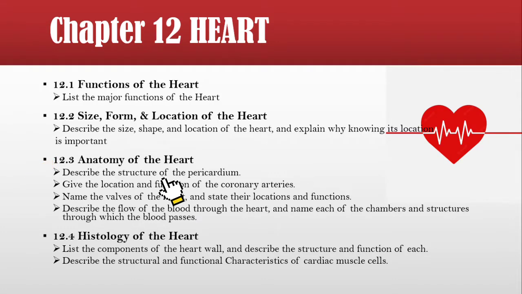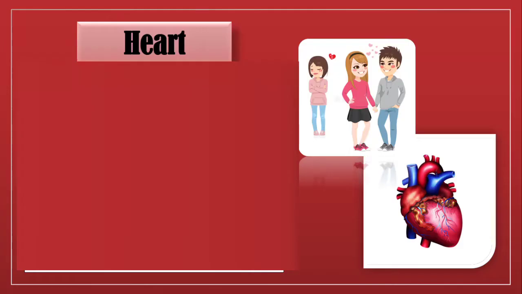They can describe the structure of the pericardium, give the location and function of the coronary arteries, name the valves of the heart and state their location and functions, and describe the flow of blood through the heart and name each of the chambers and structures through which the blood passes. Next is the histology of the heart, wherein at the end of the lesson, they can list the components of the heart wall, describe the structure and function of each, and describe the structural and functional characteristics of the cardiac muscle cells.